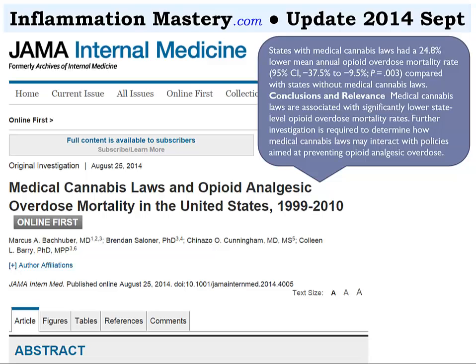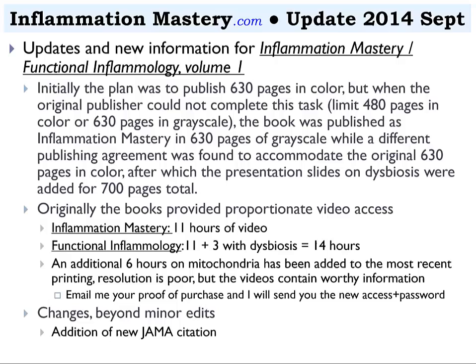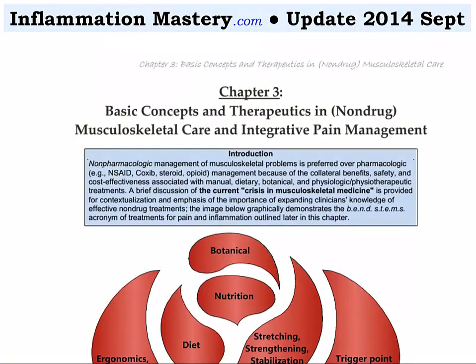States with medical cannabis laws had a 25% lower mean annual opioid mortality rate compared to states without such laws. Conclusions and relevance. Medical cannabis laws are associated with significantly lower state-level opioid mortality rates. Further investigation is required to determine how medical cannabis laws may interact with policies aimed at preventing opioid deaths. So this was very widely discussed in the lay press. Let's look at a few citations there.